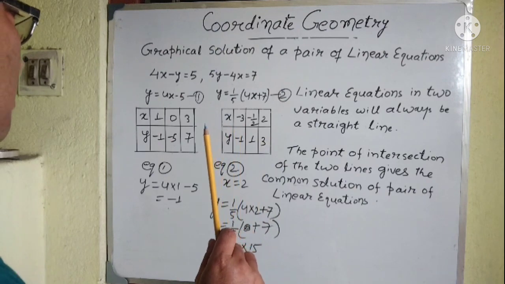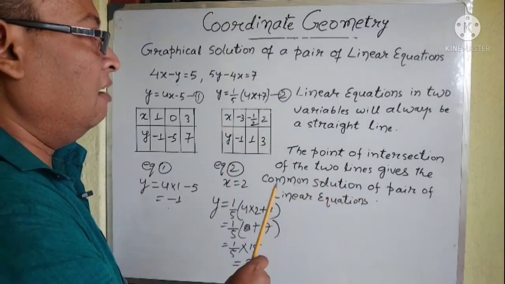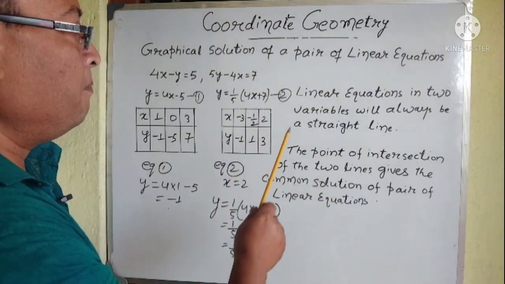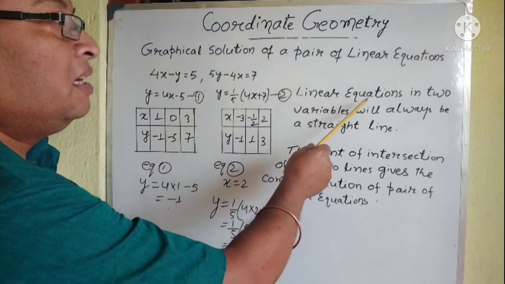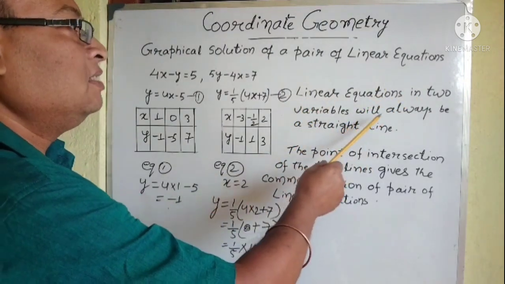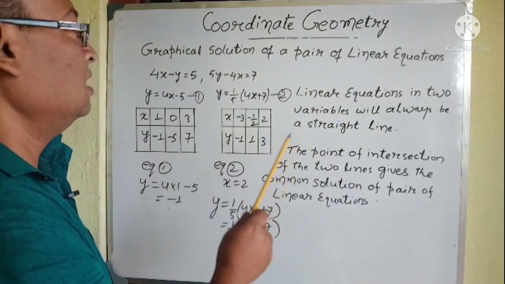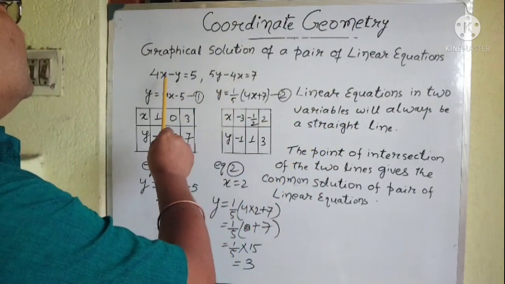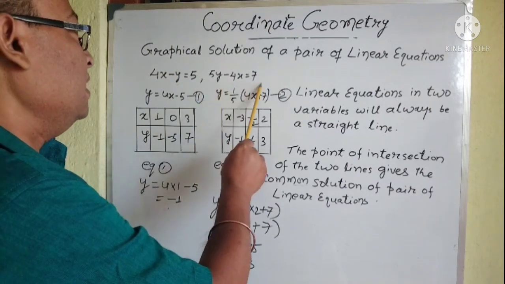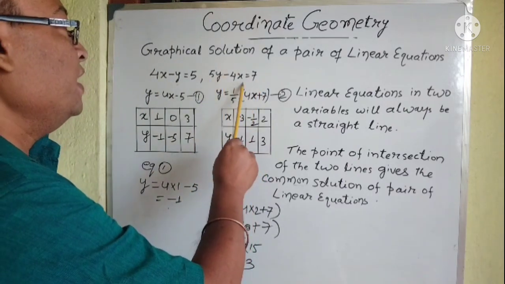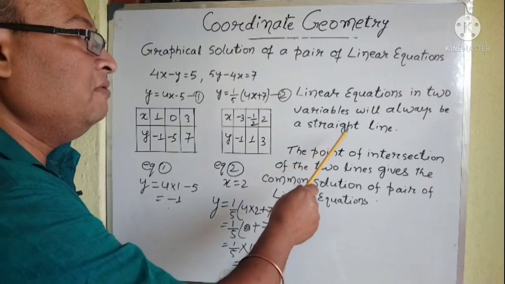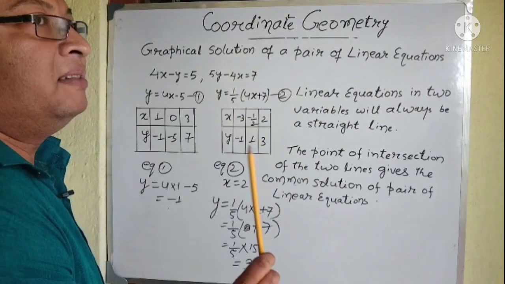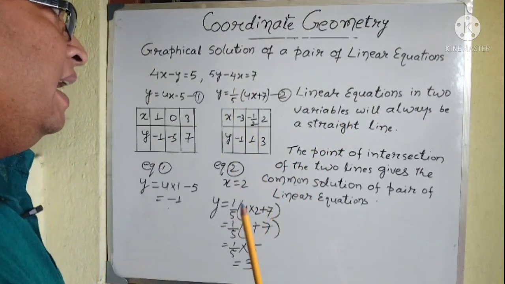Now, before moving into the graph, two things you must remember. Linear equations in two variables will always be a straight line. So see, this is a linear equation in two variables, x and y. So a linear equation in two variables will always give you a straight line. If a straight line is not coming, then somewhere you have committed an error.